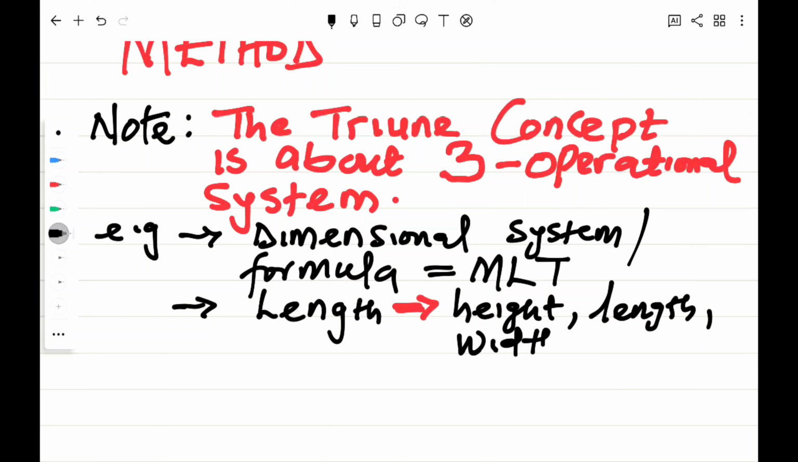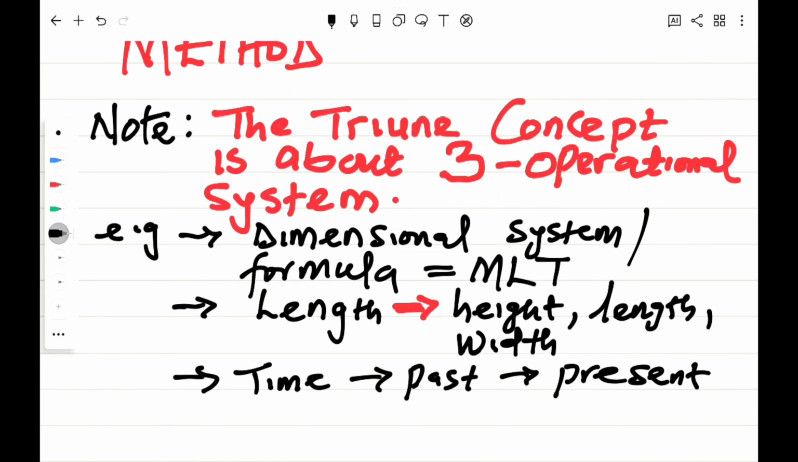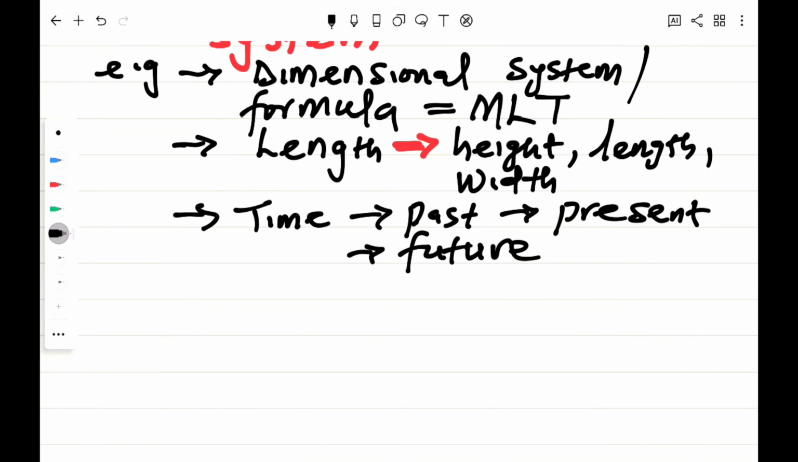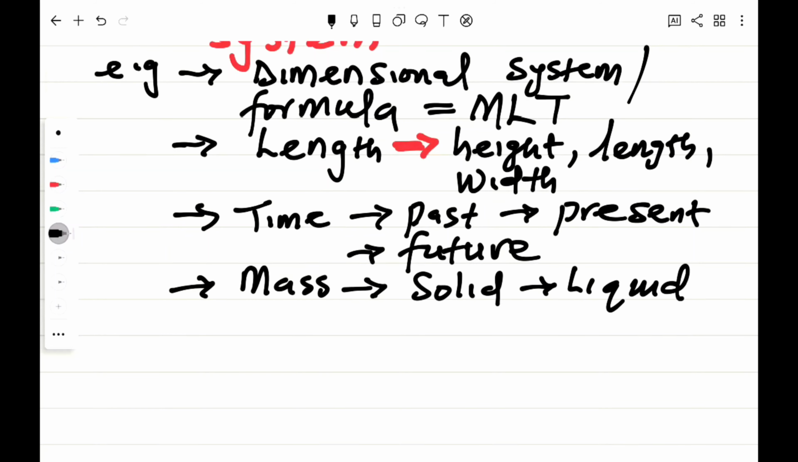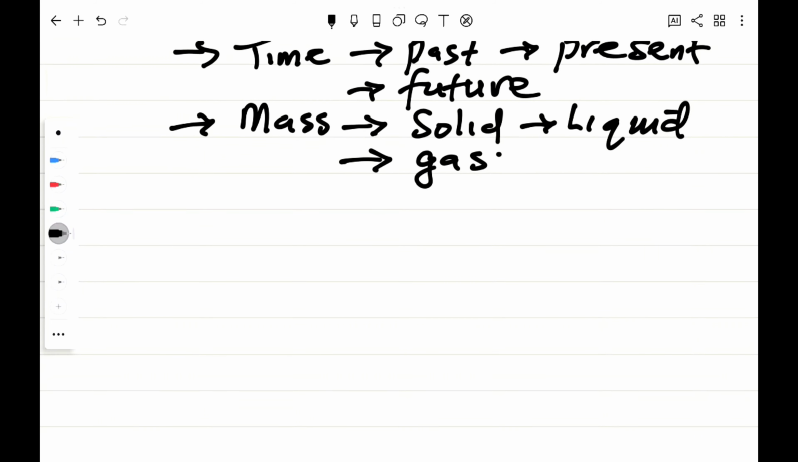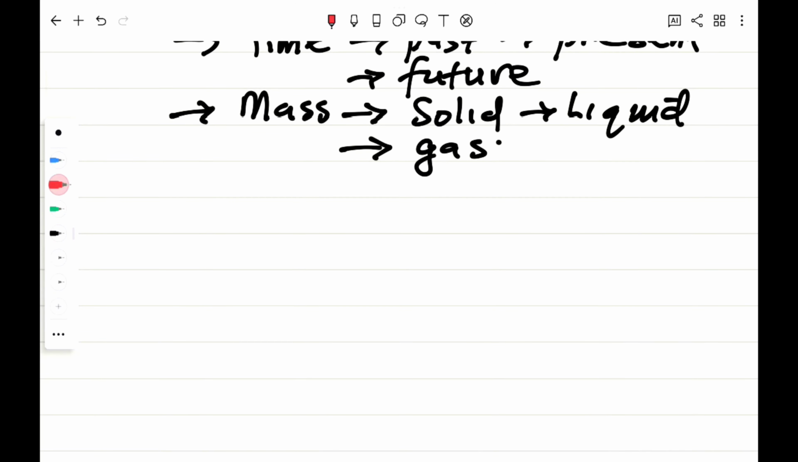Alright, let's pick time. For time, we have the past, the present, and the future. Can you say 3 in 1? Then for mass, which is matter, you can see solid, liquid, and gas, 3 in 1. So if you observe your physics formulas, you see that they are 3 in 1, agreeing in 1. Look at your mathematical formulas too.